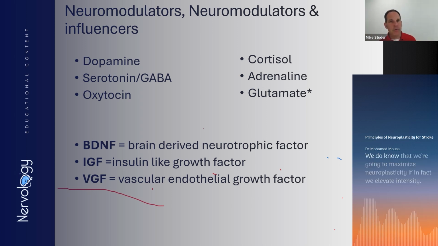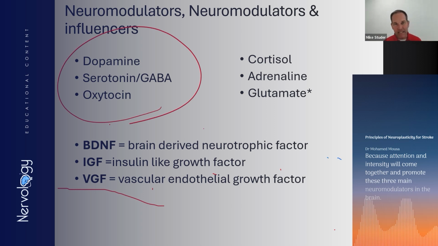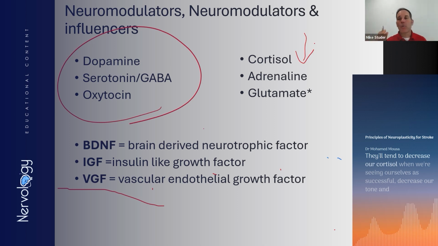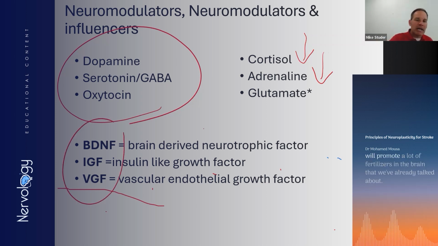Along the way, we do know that we're going to maximize neuroplasticity if, in fact, we elevate intensity, and here's why. Because attention and intensity will come together and promote these three main neuromodulators in the brain. They'll tend to decrease our cortisol when we're seeing ourselves as successful, decrease our tone and adrenaline when we become more comfortable with an environment because we've done it more than once, and in fact will promote a lot of fertilizers in the brain that we've already talked about.